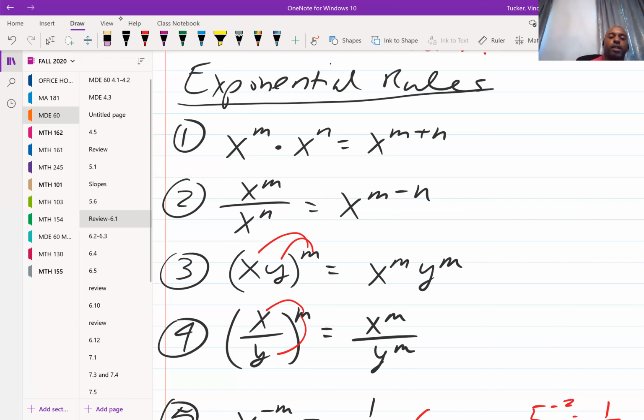Rule 3, if you have different bases but they're both raised to the same exponent, you can distribute the exponent to each term that's inside and raise that power to each one that's inside the parentheses. Same thing with division. So both of these pretty much are the same thing. You can apply your exponent to each that's inside of the parentheses.